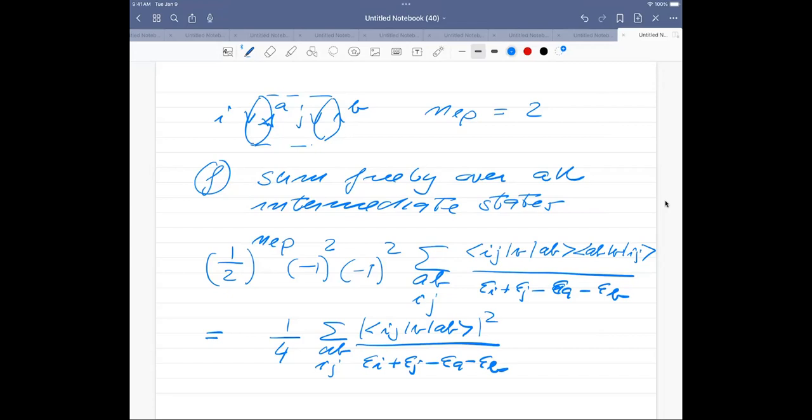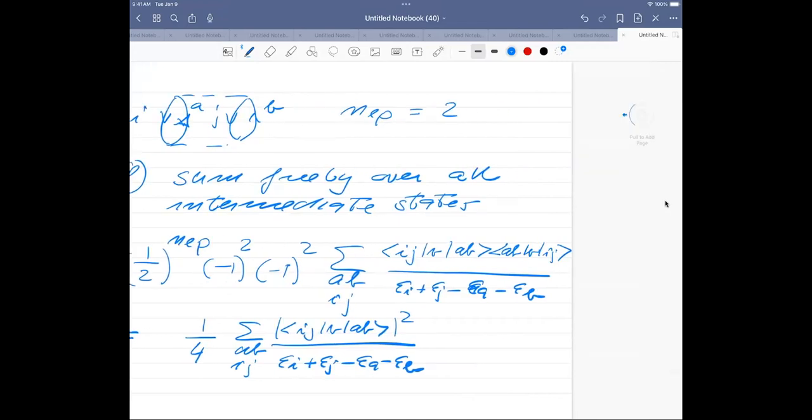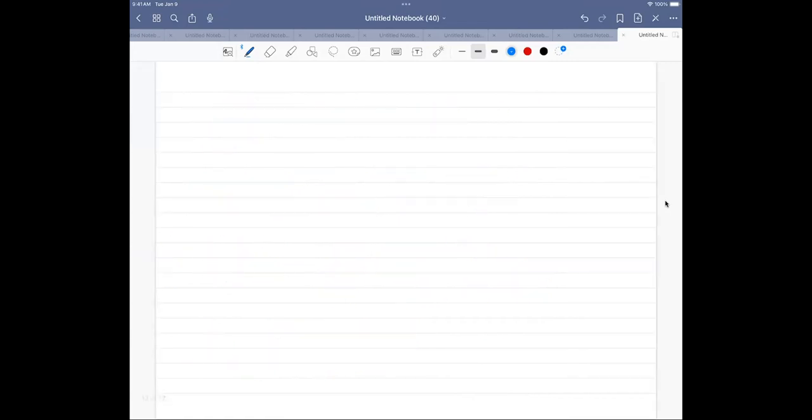So let's look at some other examples here, just to gain some kind of practice. If we look at the next example, we could take this diagram here. So we put labels on them.